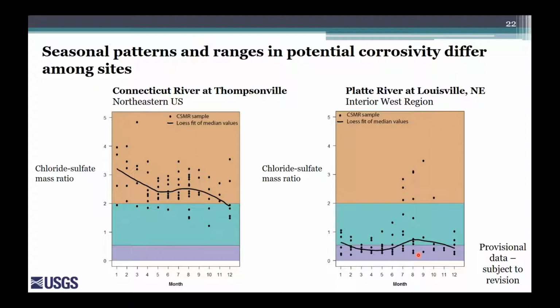If anything, they're a bit higher in late summer and early autumn, okay? And they tend to be below 0.5 and certainly below 1 most of the time, with an exception. And that exception is these few very high chloride to sulfate mass ratio values that we see in late summer, early autumn. These all occurred in 2012, which was an exceptionally severe drought in that area, okay?